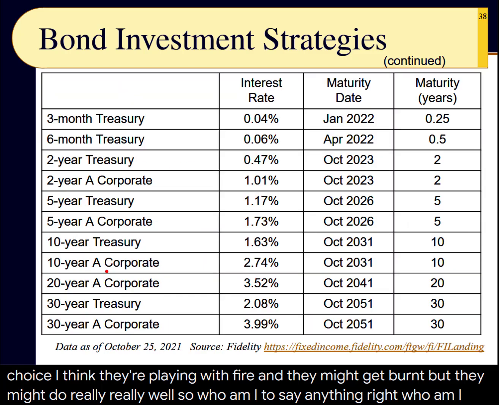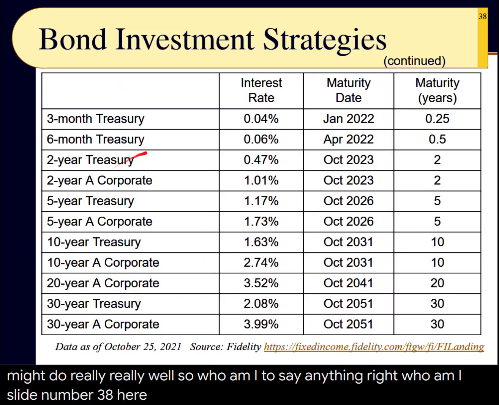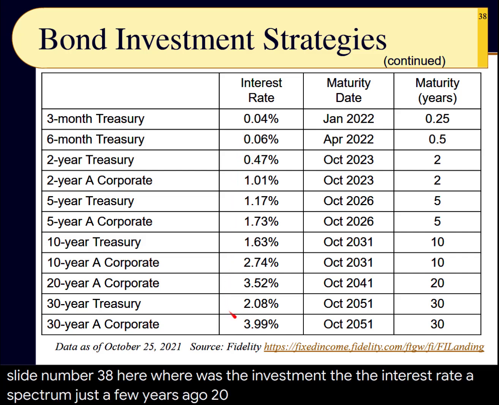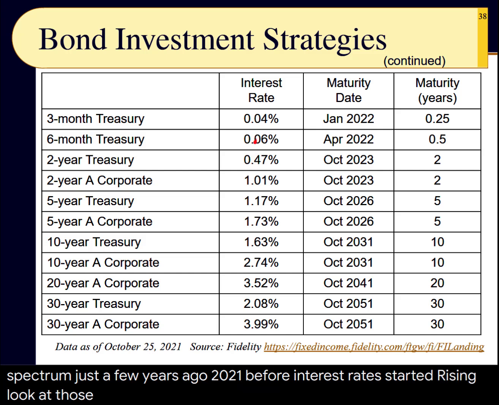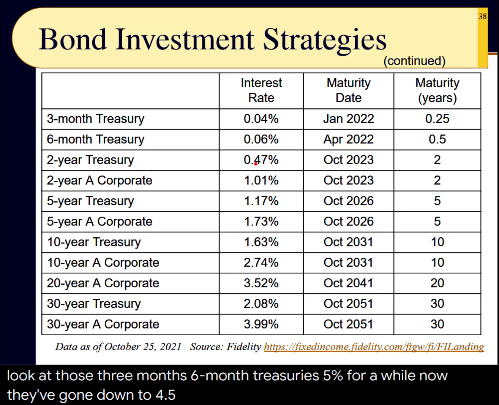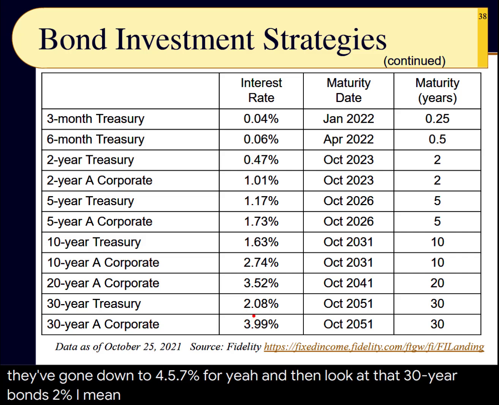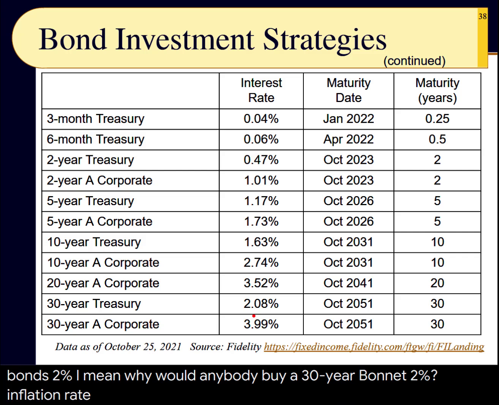Who am I? Slide number 38. Here was the investment interest rate spectrum just a few years ago, 2021, before interest rates started rising. Look at those 3-month, 6-month treasuries. Well, they were 5% for a while. Now they've gone down to 4.5, 4.7%. And then look at that, 30-year bonds, 2%. I mean, why would anybody buy a 30-year bond at 2%? Inflation rate over the last 80 years averaged around 3%. You know you're going, anyway, forget it.